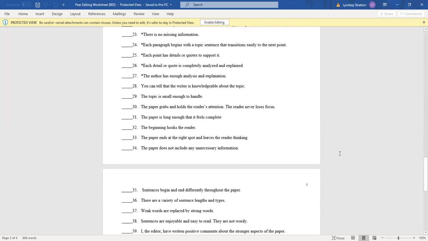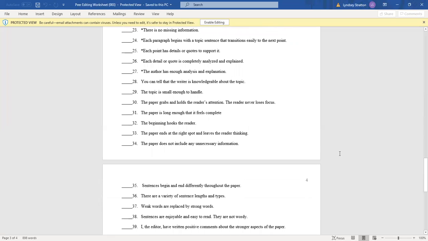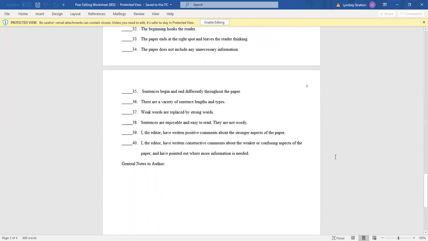Your beginning, your introduction, hooks the reader in. The paper ends at the right spot and leaves the reader thinking. Paper does not include any unnecessary information. Sentences begin and end differently throughout the paper. There's a variety of sentence lengths and types.